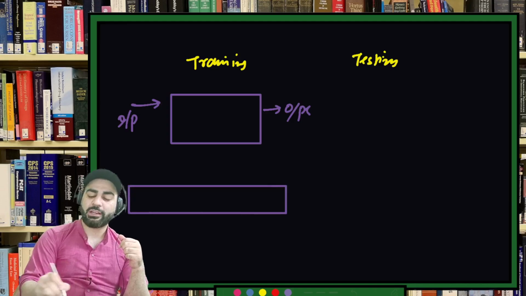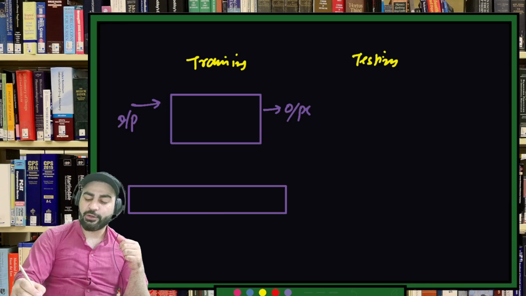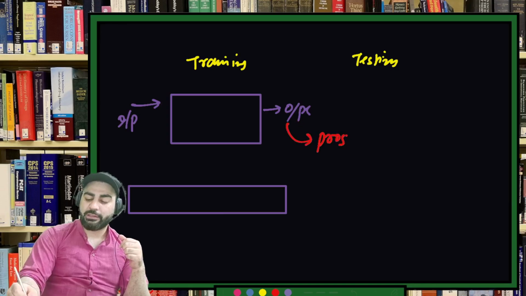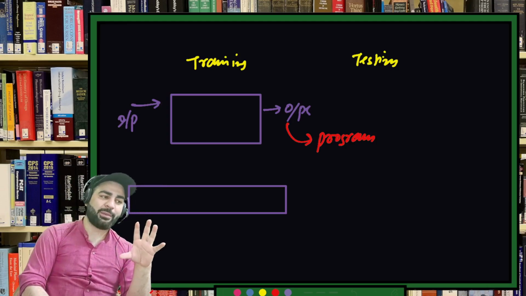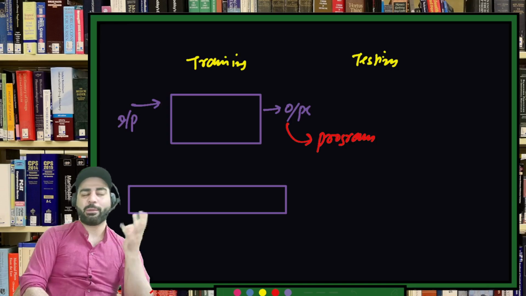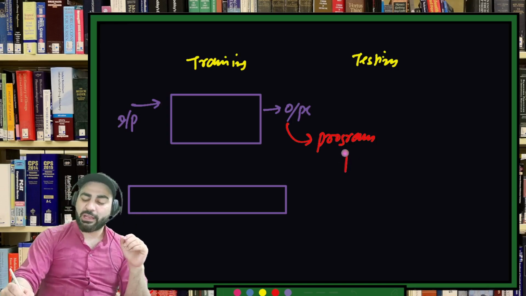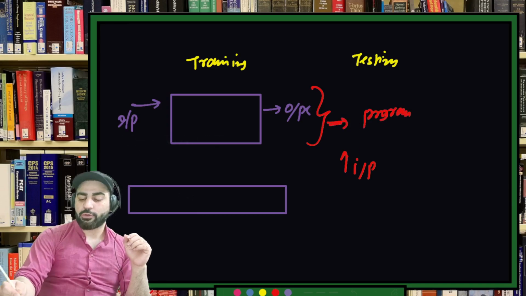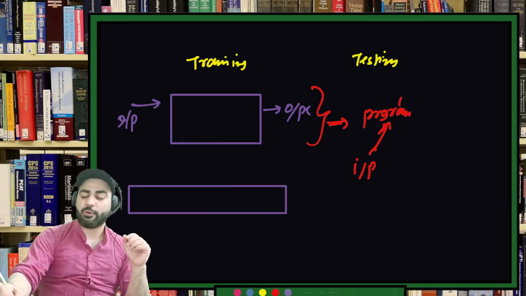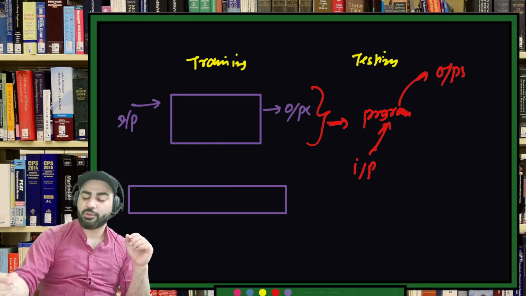Once you get this, as I said, you will get some program out of it, because I made a distinction between traditional programming versus machine learning. Till you get a program, this is called training. You got a program out of this whole process. Now you give this program inputs, and you expect some outputs from it. This is called testing.